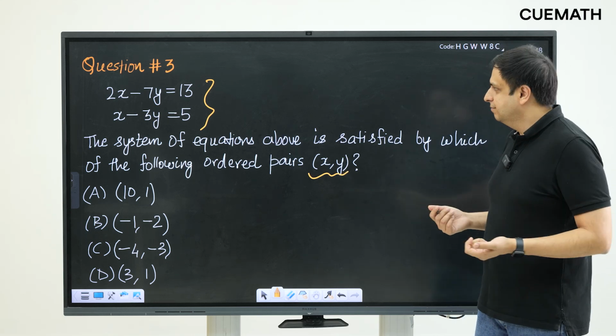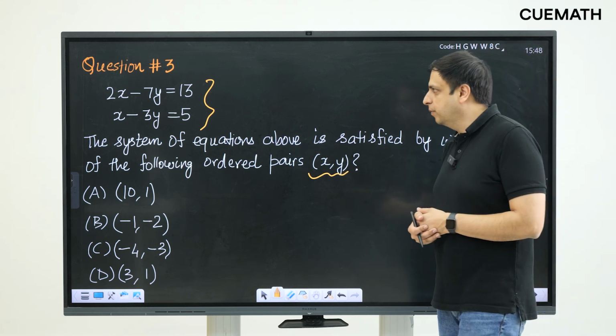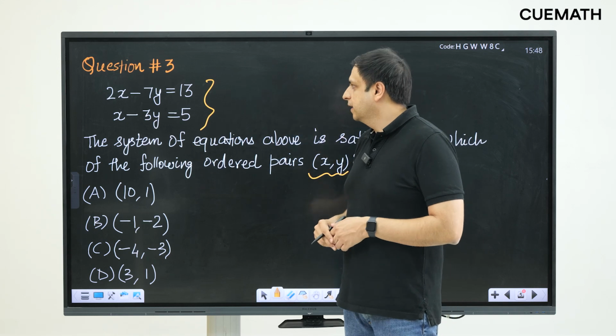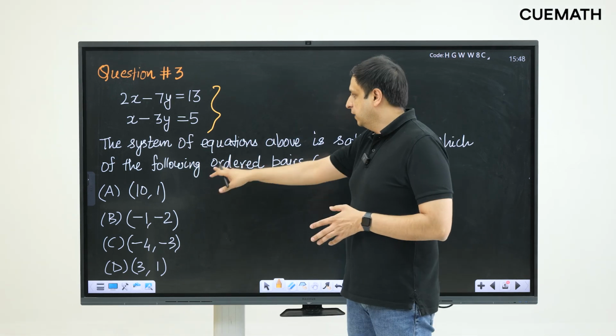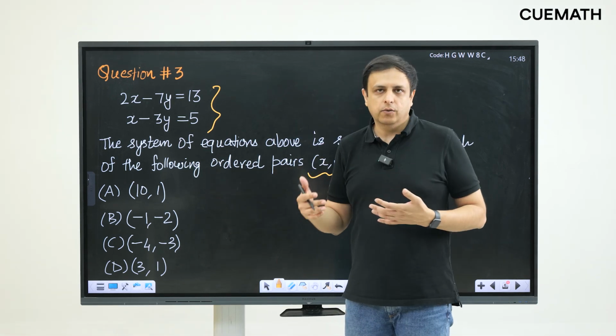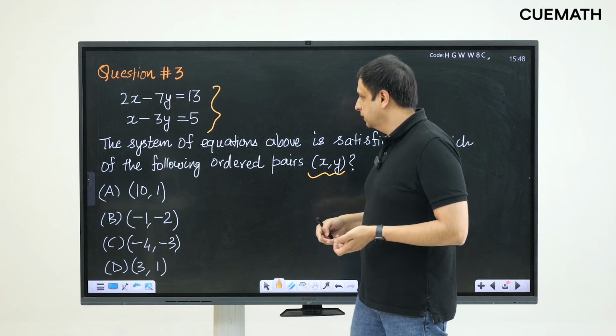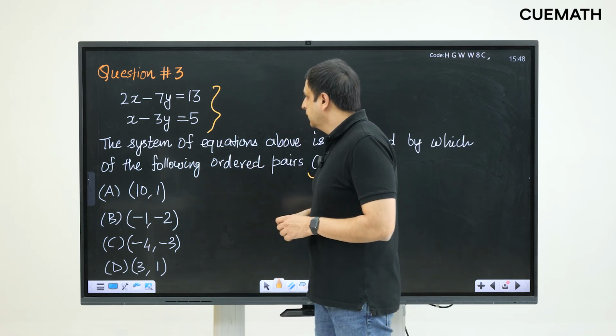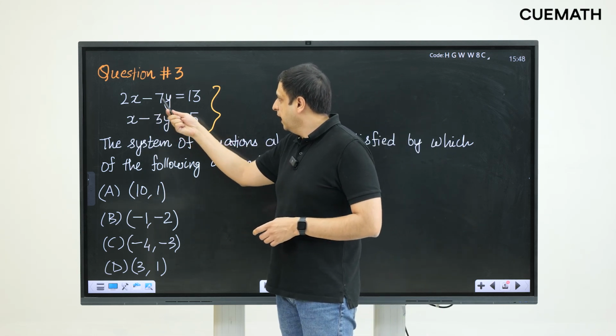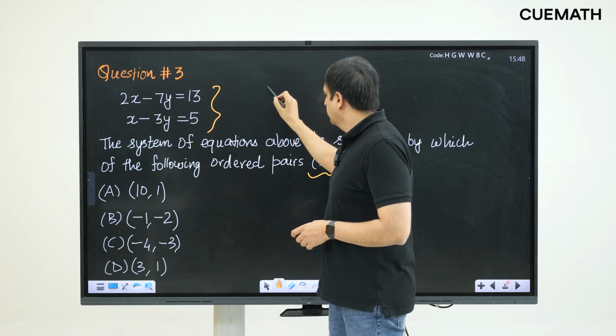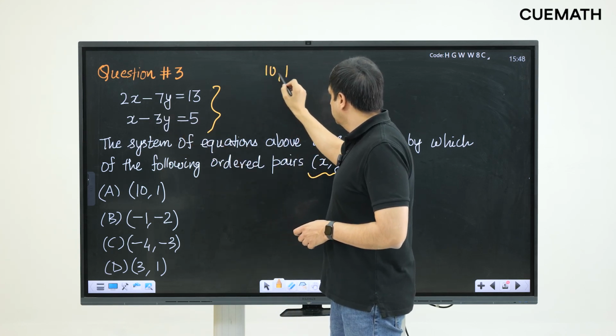Once again, you could do the traditional approach of solving this pair of linear equations and seeing which one is correct, but I'll go the other way around. I'll try out the options and see which one works. So I'll take 10 and 1 first.